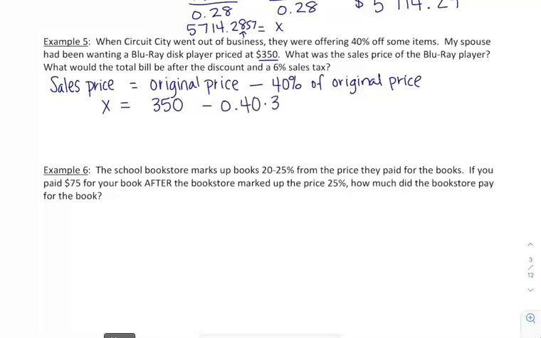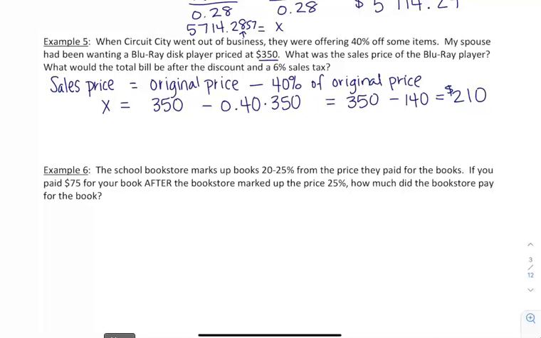So we'll multiply by $350. Order of operations here, we need to multiply first. 0.40 times 350, that is 140. So the sales price is going to be $350 minus $140. The sale price is $210.